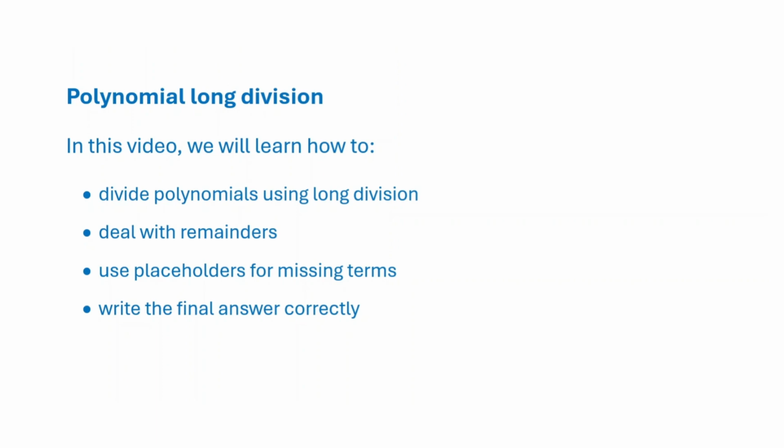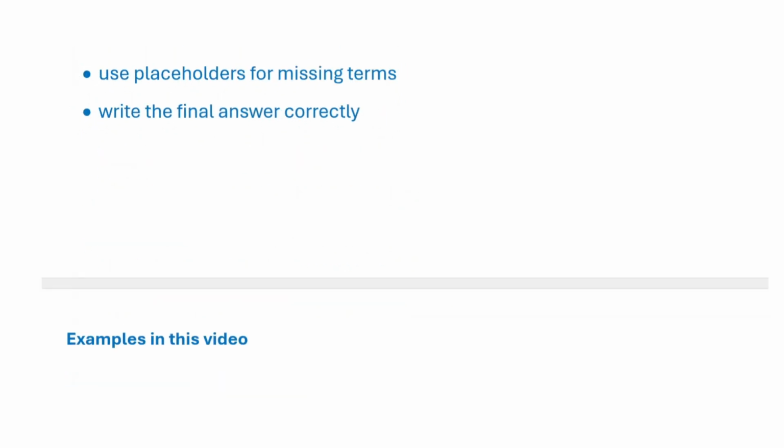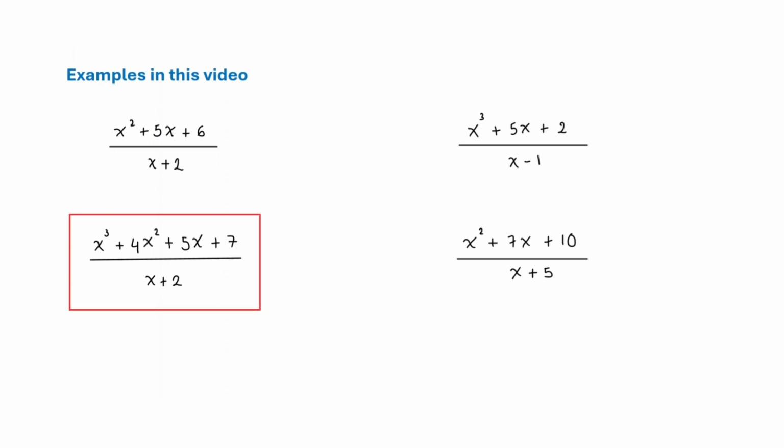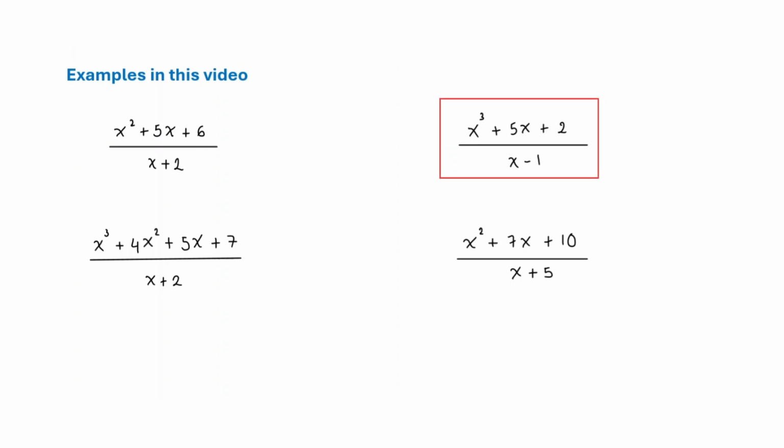Hello everyone. In this video, we're going to learn how to do long division with polynomials. We'll see how polynomial long division works, what to do when we have a remainder, how to use a placeholder when a term is missing, and how to write the final answer correctly. We'll start with a division that has no remainder. Then we'll look at an example with a remainder and see how to write the final answer correctly. After that, we'll look at a case where a term is missing and learn how to use a placeholder.